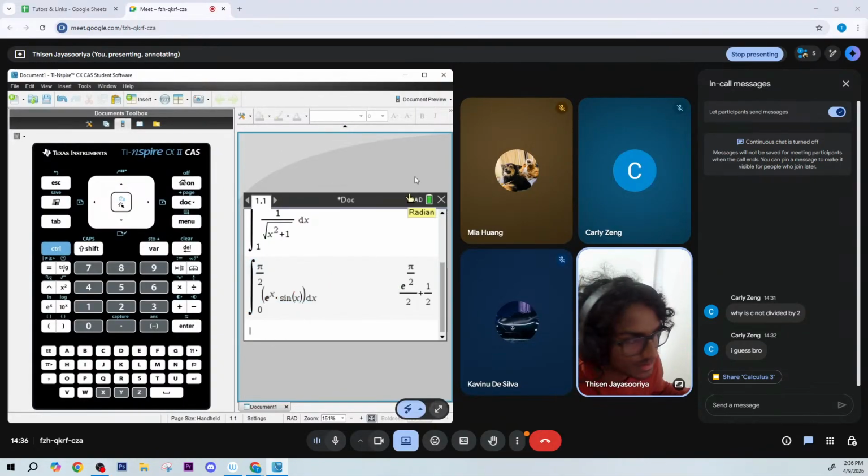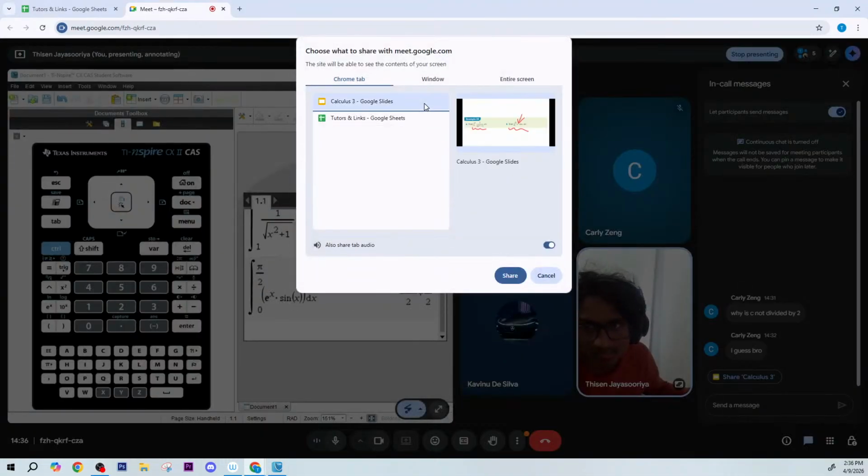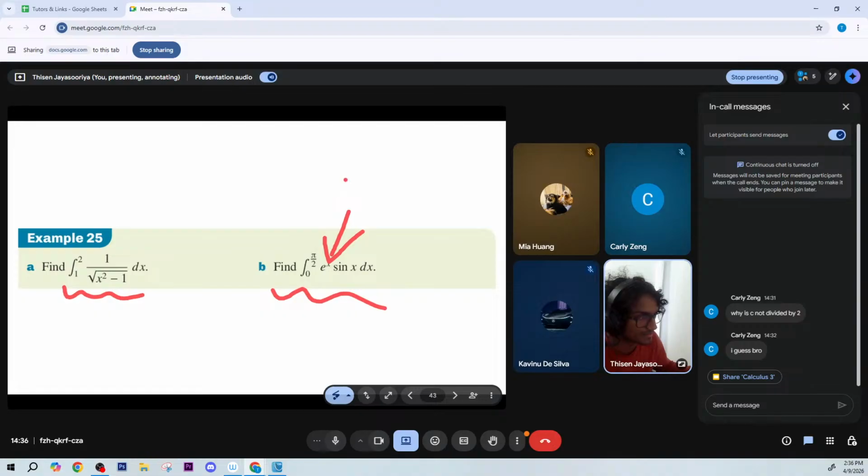Does anyone have any questions about using the calculator whatsoever? Is that all good? Thumbs up, thumbs down, thumbs to the side.